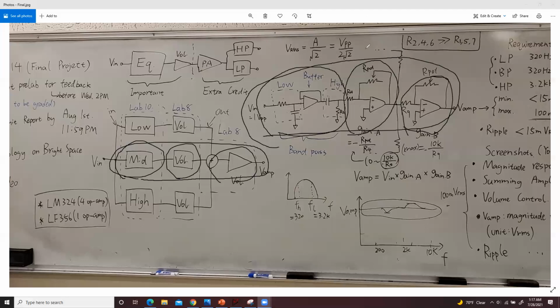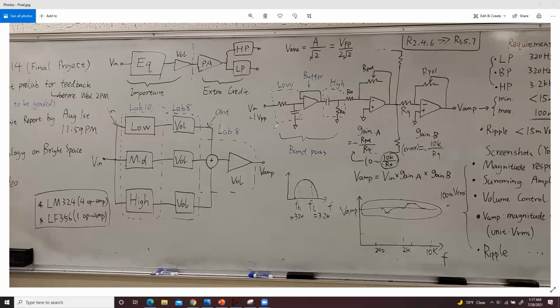Let's clear off. For the low pass filter and high pass filter, you already played with them in Lab 10, but the band pass filter is the first time you use it. Basically, the band pass filter is just a combination of low pass filter and high pass filter. So let's draw something here. Remember, the low pass filter, the magnitude response looks like this. And the high pass filter, the magnitude response looks like this.